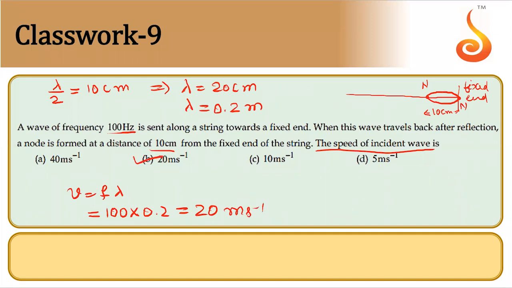By far, this is the simplest one. See how the questions can be framed. So if you know the property of a stationary wave, the distance between two consecutive nodes is lambda by 2, or antinodes is lambda by 2, but the distance between a node and an antinode is lambda by 4, then you can find lambda. Once you know lambda, lambda into frequency will give you velocity.